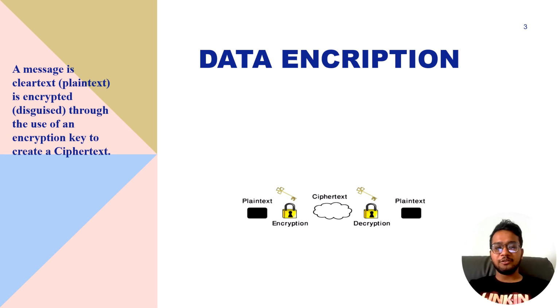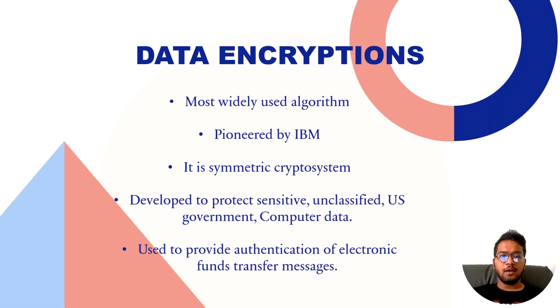A message, which is a clear text, is encrypted through the use of an encryption key to create a ciphertext. If I talk about data encryption, it's widely used, with an algorithm pioneered by IBM. It is a symmetric cipher system developed to protect sensitive, unclassified US government and computer data, and used to provide authentication of electronic funds transfer messages. Anything we have to send securely, at that time we use data encryption.